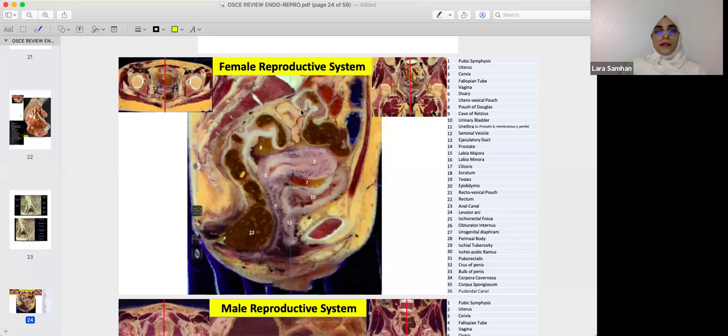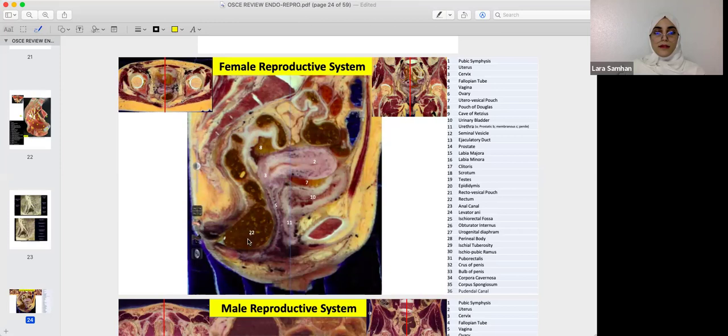If they really just ask what this structure is, there's no need to get distracted by other structures, as long as you know the most important injury-related structures. Okay, so let's have a very quick review.